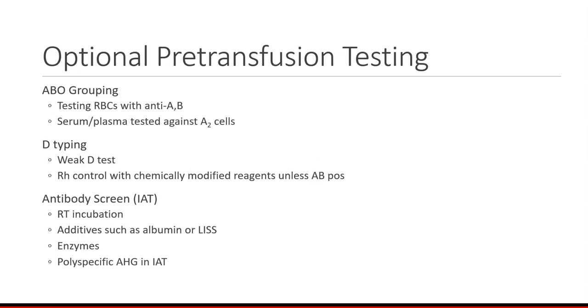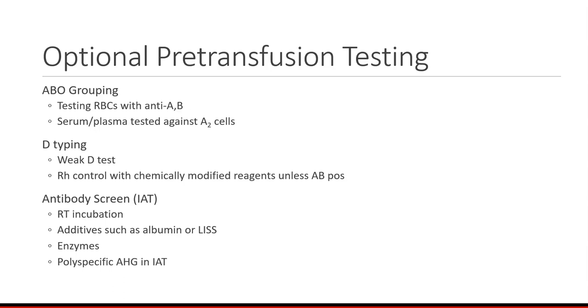So here is the list of the optional pre-transfusion testing all in one place. For ABO groupings, these are optional: testing RBCs with anti-A, or serum or plasma against reagent A2 cells. For D-typing, you do not have to do the weak D test, it's optional. And the Rh control with chemically modified reagents unless the patient's an AB person. So I will say this until you get sick of me saying this.